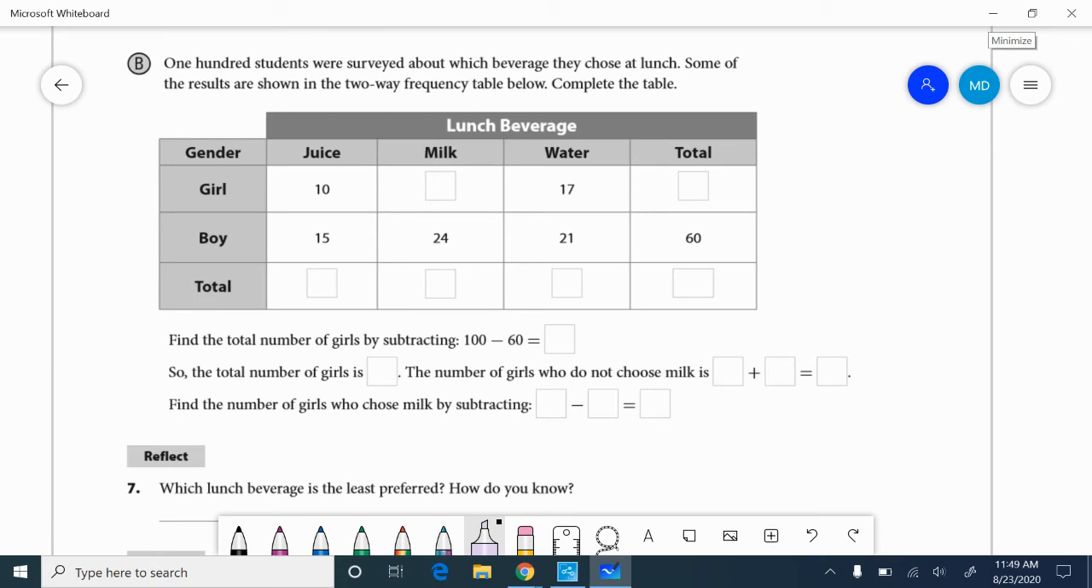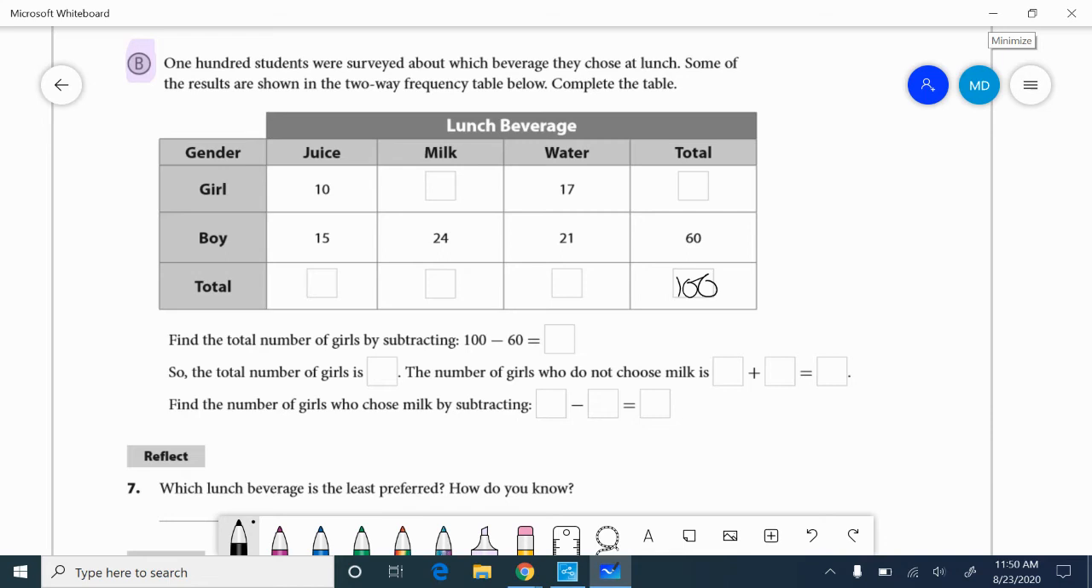So for B, 100 students were surveyed. Okay, so I already know the total number of kids surveyed, so we got to put that 100 in. It goes in a very specific place. About which beverage they choose at lunch, some of the results are shown. So we have juice, milk, or water. And I already know 100 students has to go right here, right? Because they said that was the total.